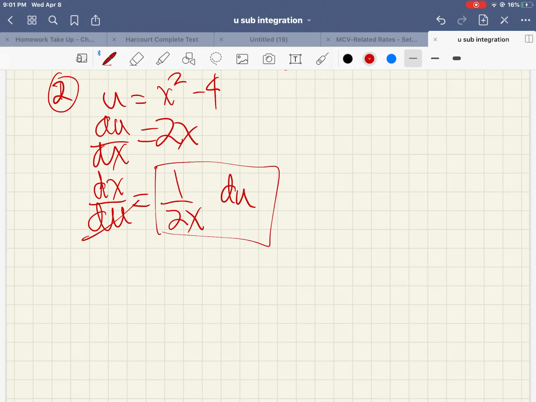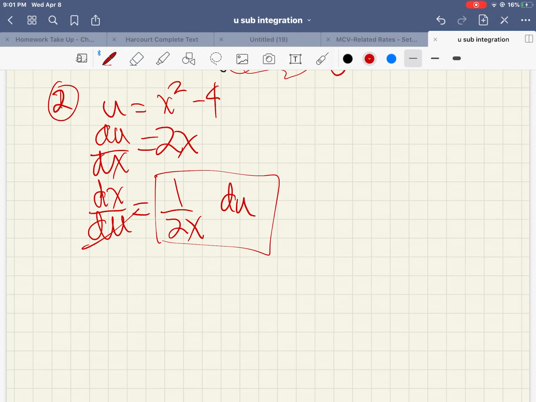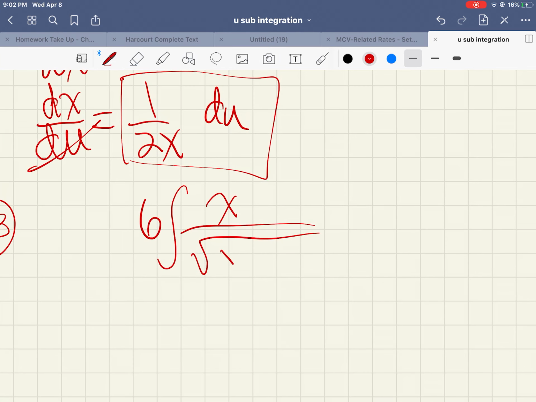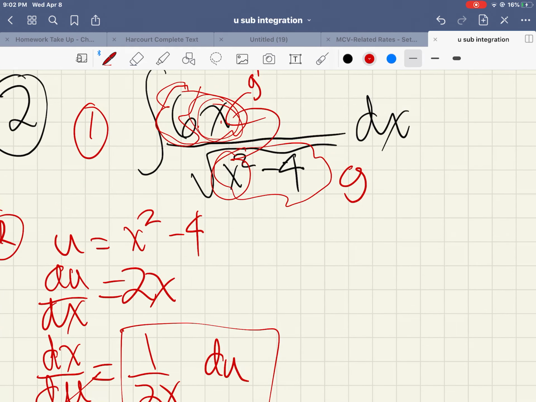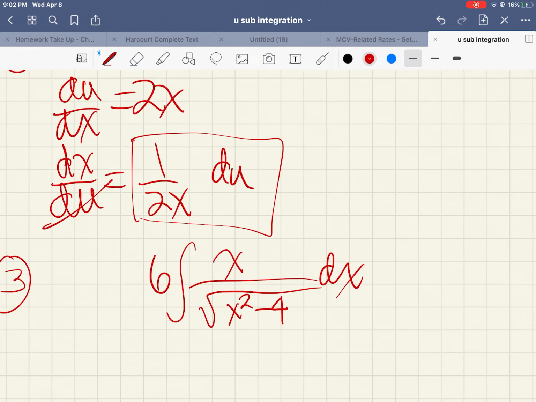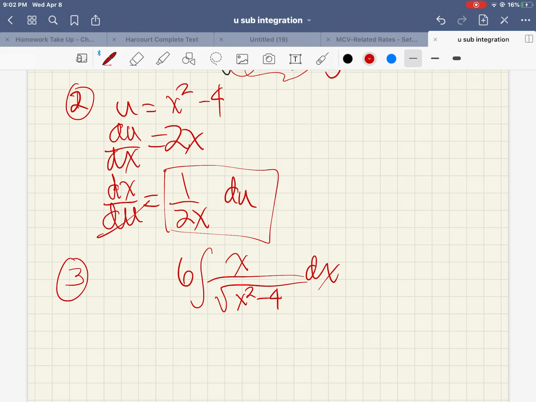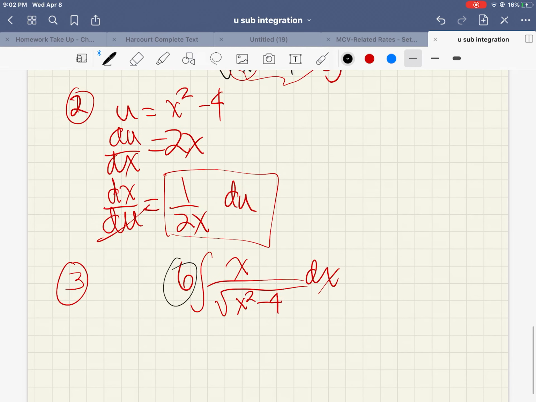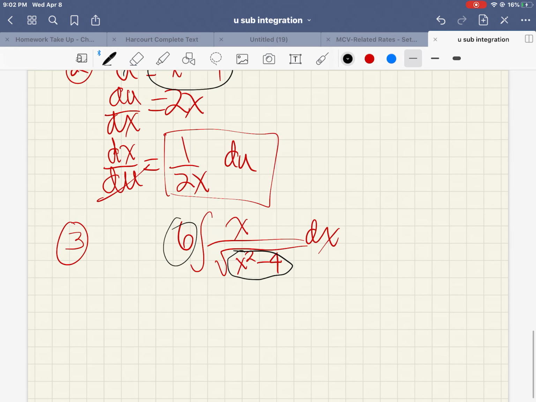Now the third thing is to take this and put it into that original integral. Well, what's the original integral? The original integral is 6x over the square root of x squared minus 4 dx. Now I need to start doing my substitution. Notice I brought the 6 outside the integral too. That's important. So I need to replace x squared minus 4 with u.